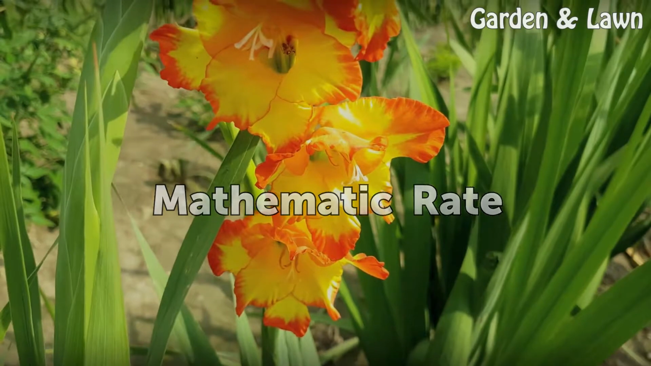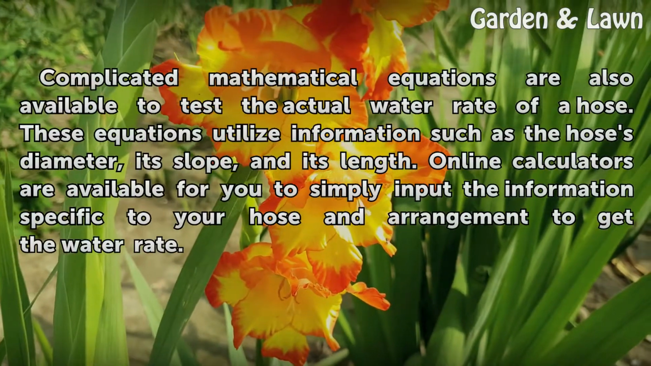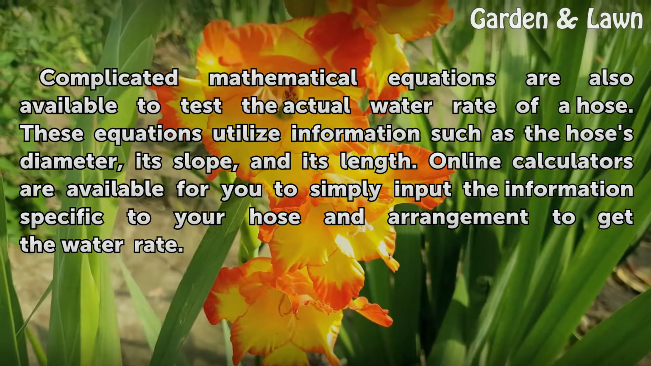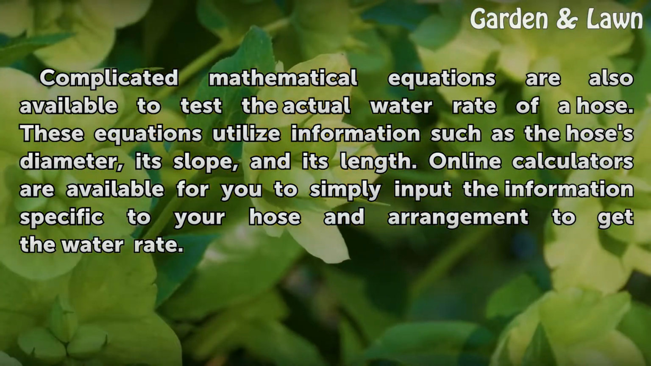Mathematic rate. Complicated mathematical equations are also available to test the actual water rate of a hose. These equations utilize information such as the hose's diameter, its slope, and its length. Online calculators are available for you to simply input the information specific to your hose and arrangement to get the water rate.